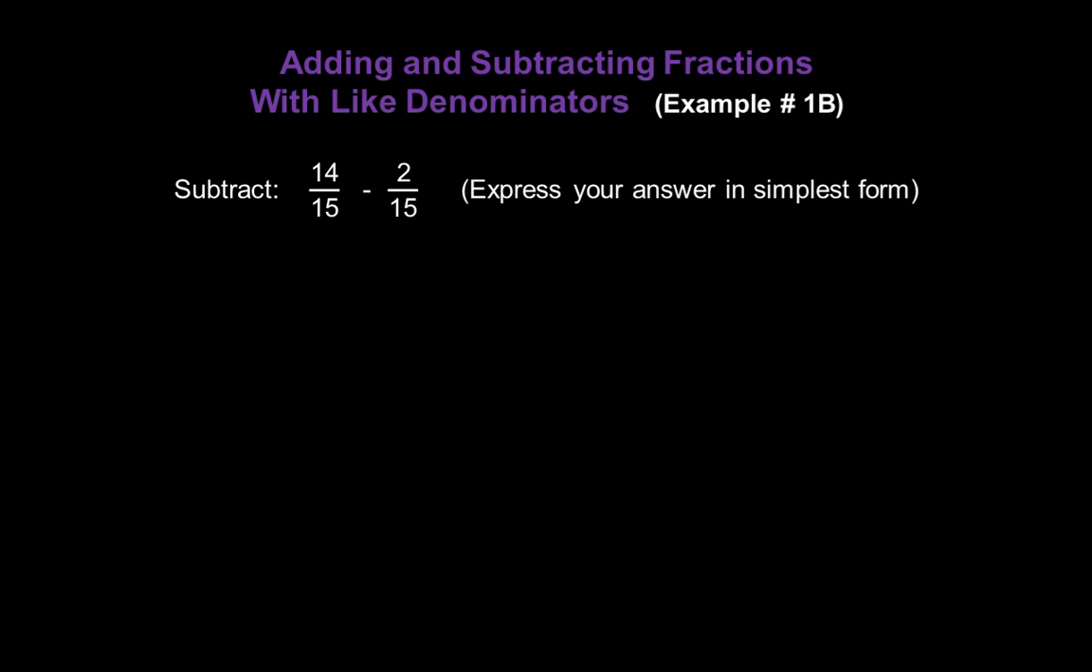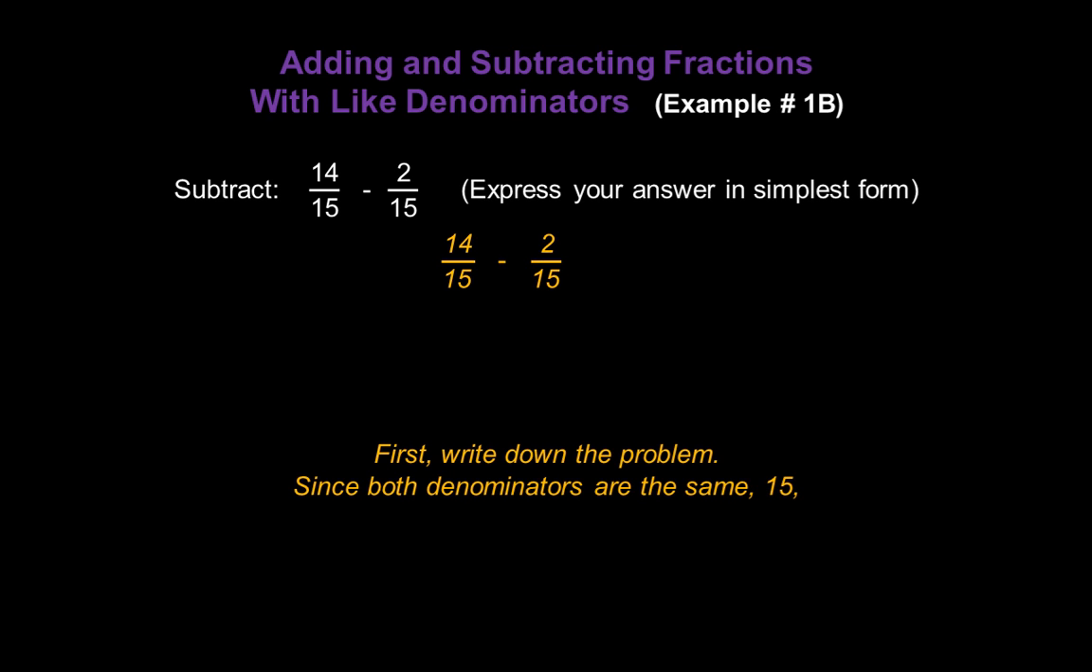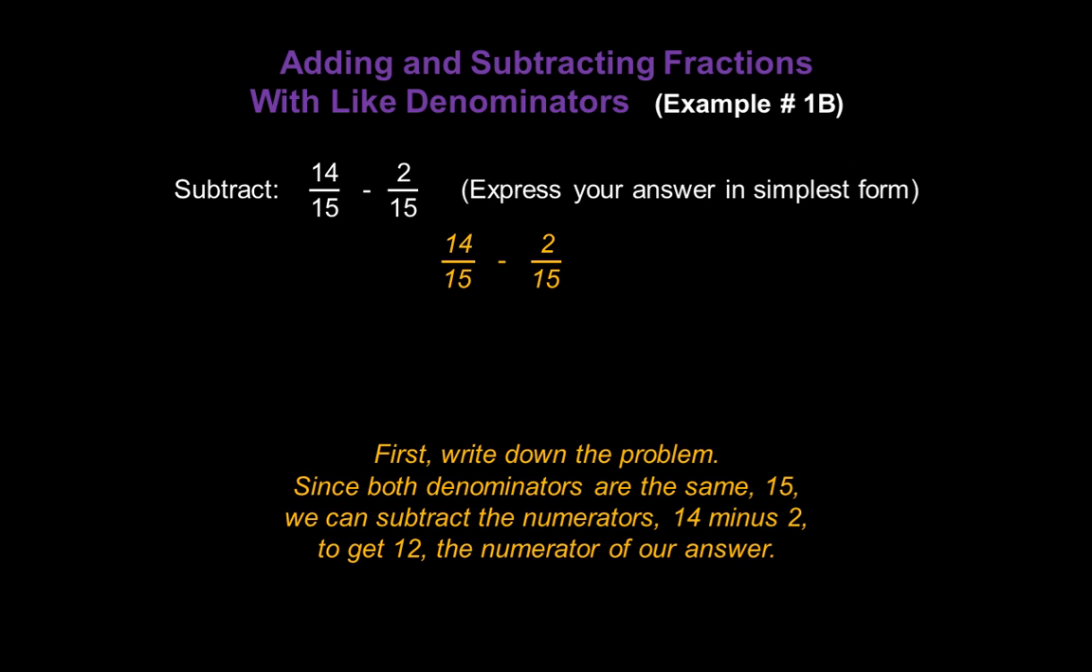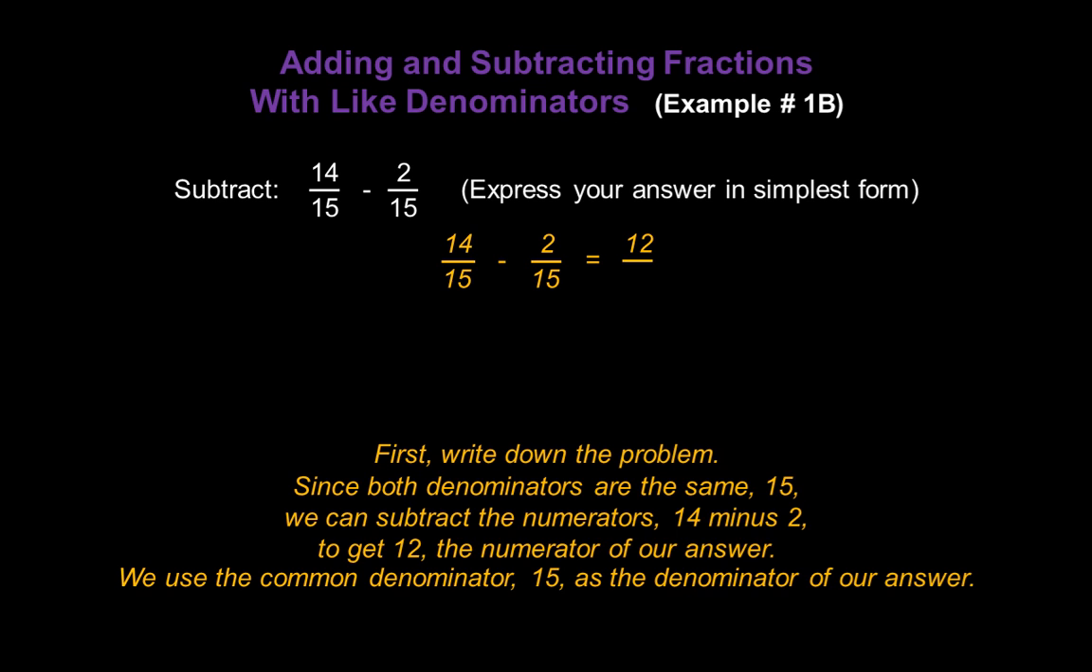Let's subtract 14/15 minus 2/15. Start by writing down the problem: 14/15 minus 2/15. Again, since both denominators are the same, 15 this time, that means we can subtract the numerators right now, the 14 minus 2. That's going to give us 12, and that'll be the numerator in our answer. We use the common denominator 15 as the denominator of our answer.